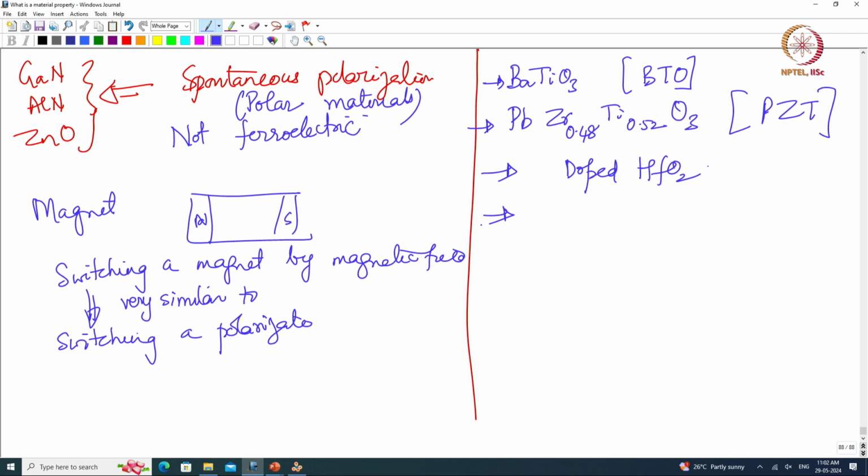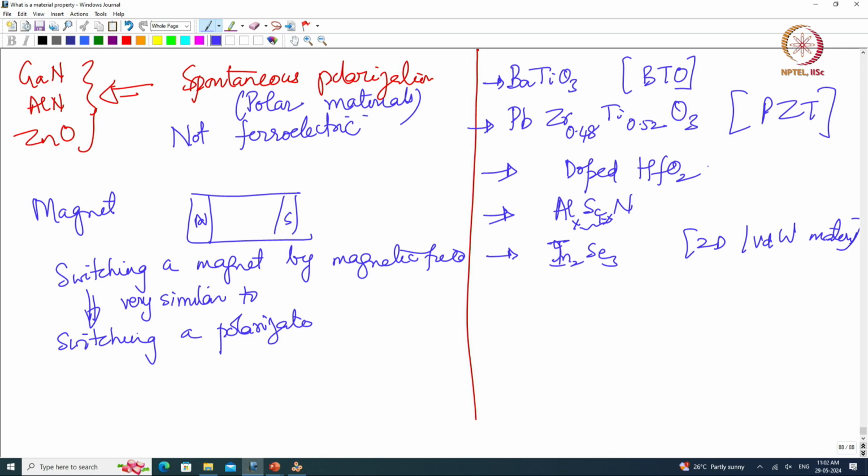If I do not want to look at oxides, I want to look at nitrides, aluminum scandium nitride, with a certain proportion of aluminum and scandium. All these are materials that show a spontaneous polarization that can be switched. If you want to look at 2D materials, indium selenide, which is a 2D or a van der Waals material.